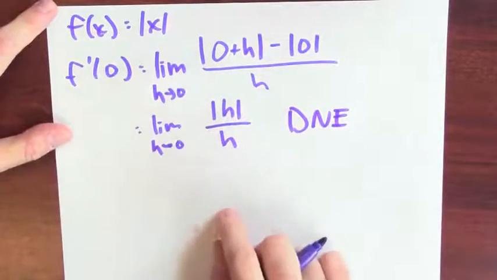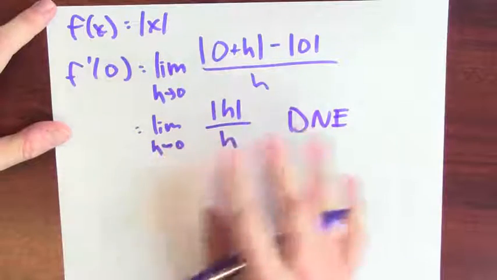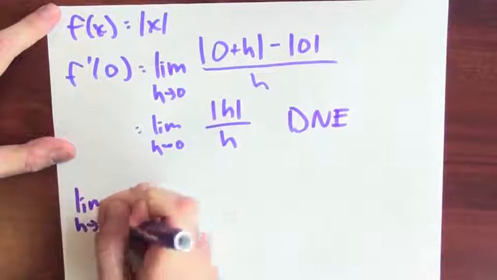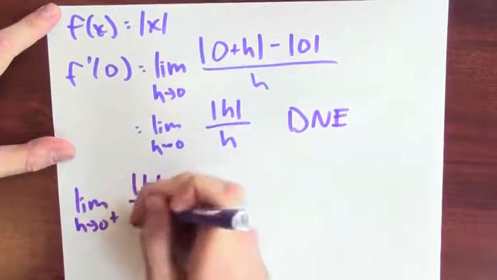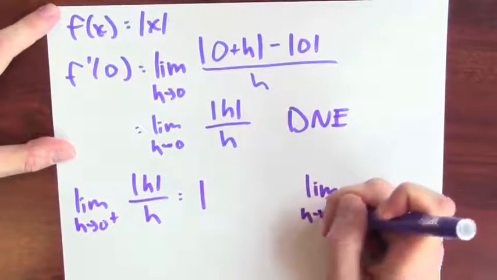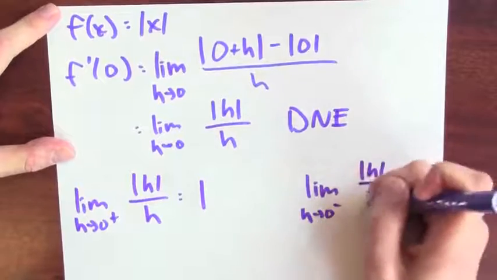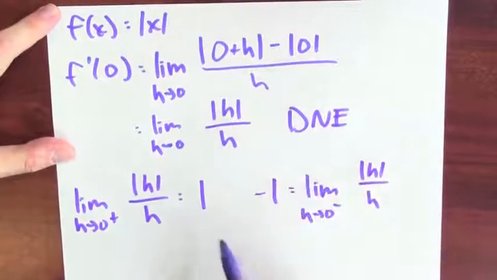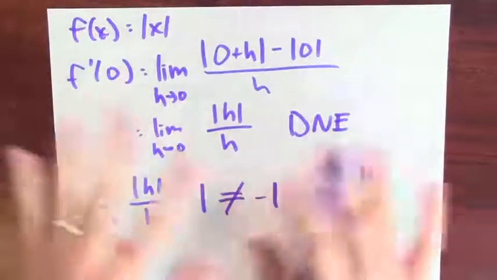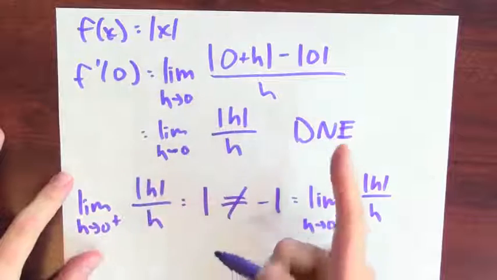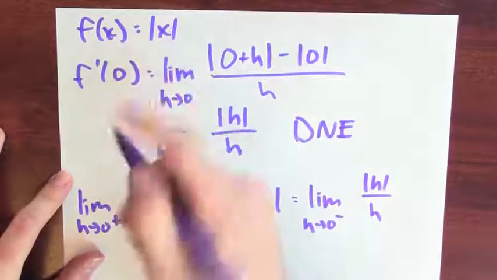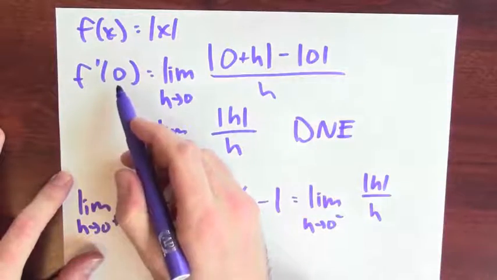Now, if you're wondering why that limit doesn't exist, well, think back to our two-sided, one-sided limit discussion from before. What's the limit as h approaches 0 from the right-hand side of the absolute value of h over h? It's 1. Well, what's the limit as h approaches 0 from the left-hand side of the absolute value of h over h? It's minus 1. And 1 is not equal to minus 1. Because the one-sided limits disagree, the two-sided limit doesn't exist. And this limit, calculating the derivative, means that this function's not differentiable at 0.